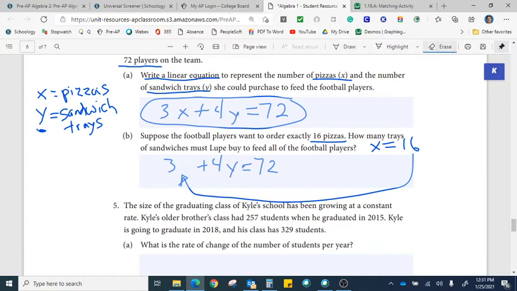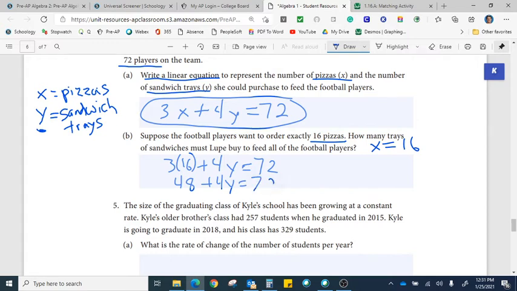Okay, so I'm going to erase that and write this out. And now I'm just going to break it down step by step. So we have 48. 3 times 16 is 48. 48 plus 4y equals 72. So in a 2-step equation I'm isolating y. So I'm going to have to subtract 48 from both sides. Okay, that'll cancel out and I get 4y equals, well, this should be 24. 72 minus 48 is 24.